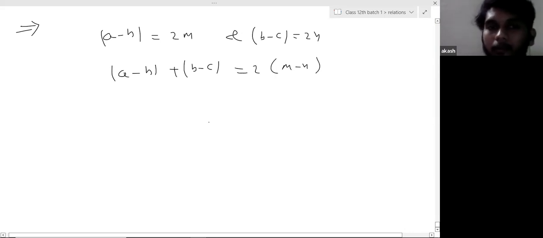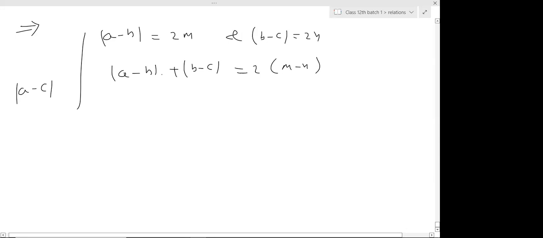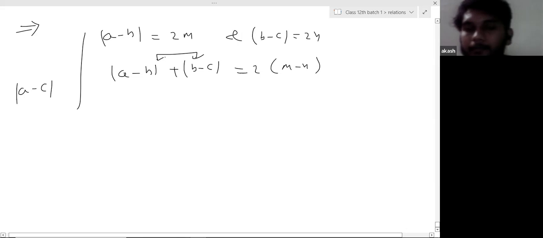Now, Krishna, what do we want in the end result? We want mod a minus c. Yes, sir. Now, can you tell me if we can add this modulus function without opening the modulus?